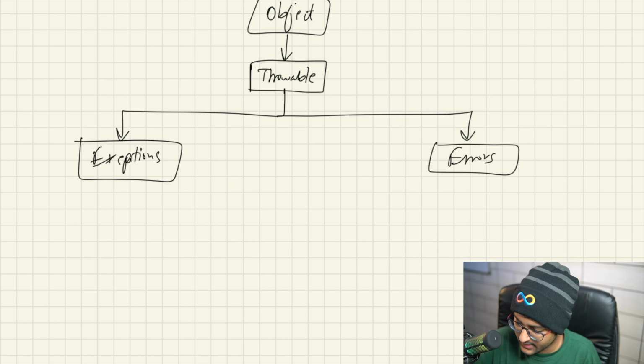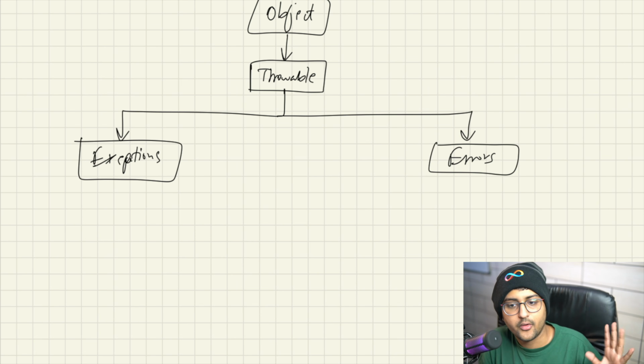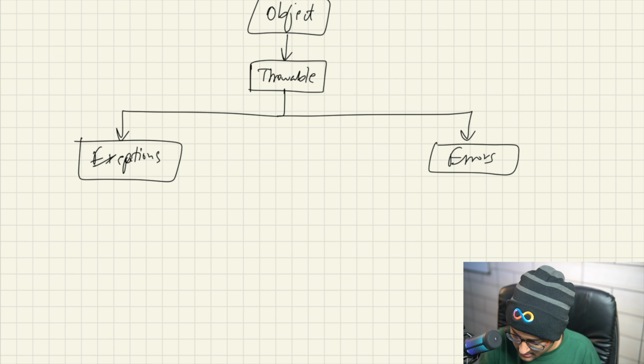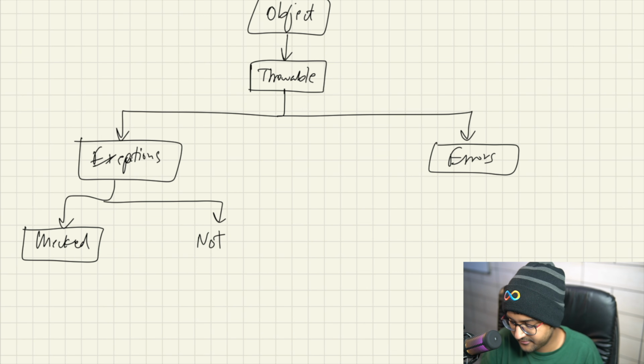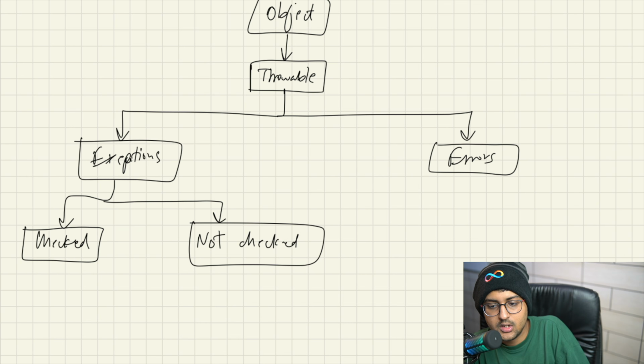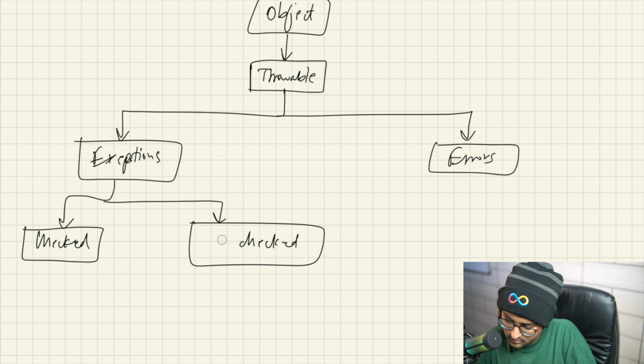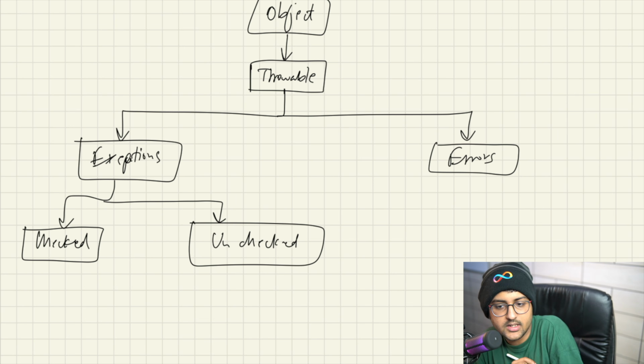Okay, so error can be something like whatever errors there might be. Okay, we're talking about exceptions. So exceptions are of two types: checked and not checked. So what is the difference? Not checked or unchecked, whatever. What is the difference between these two?